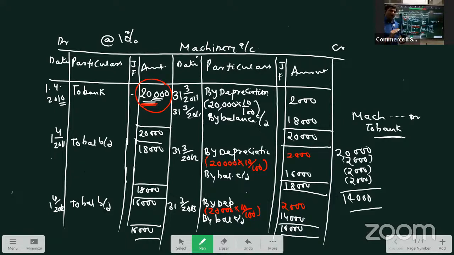Okay, we'll go to the next level. What if a machinery is purchased in the middle of the year? We'll go to that. And another step, that is another level, that is what if any asset is sold? Okay.